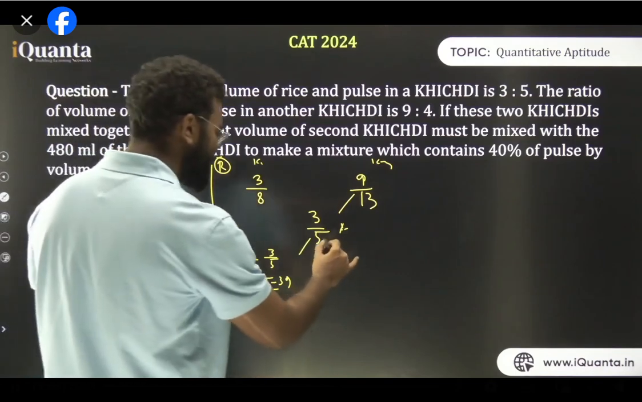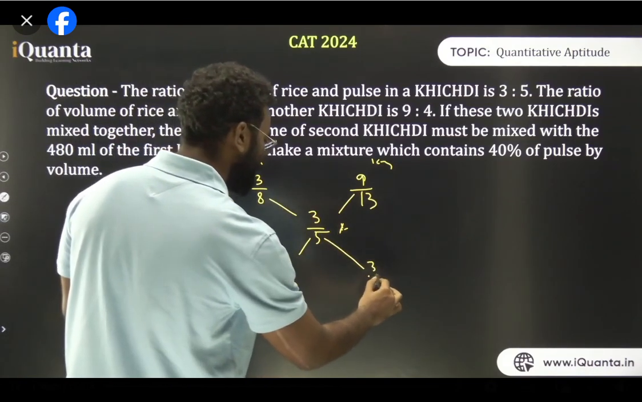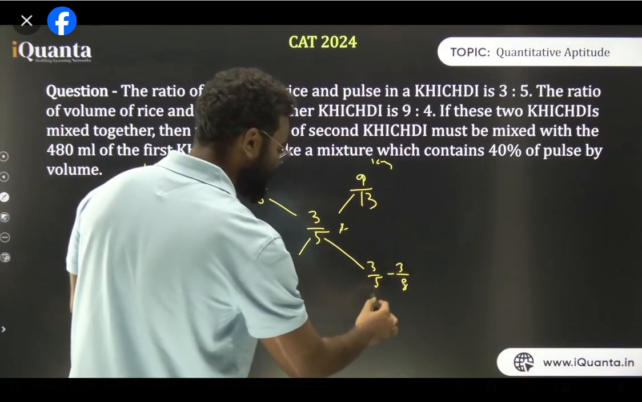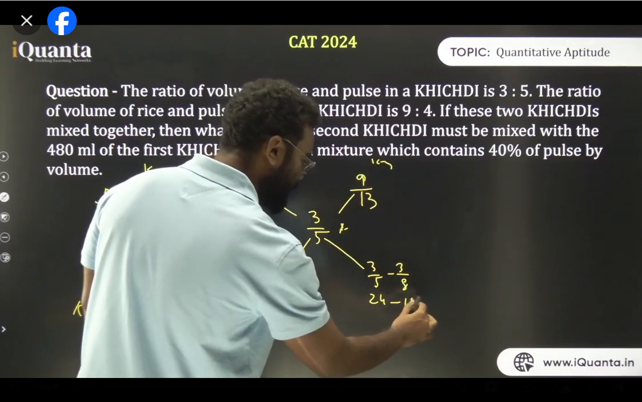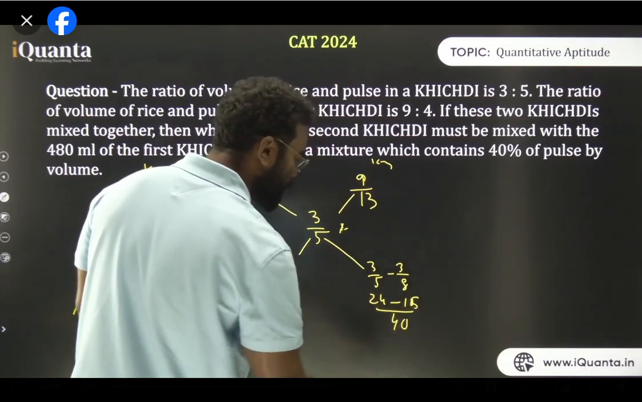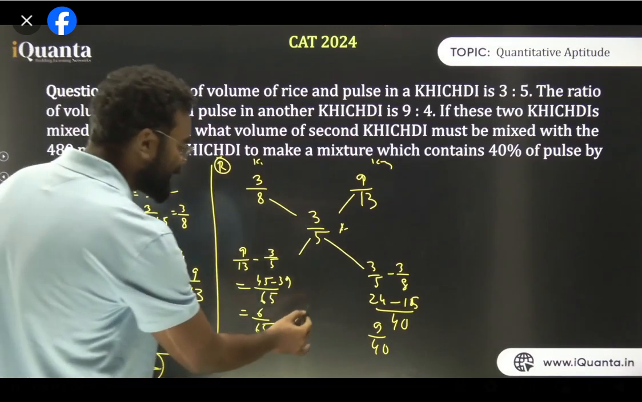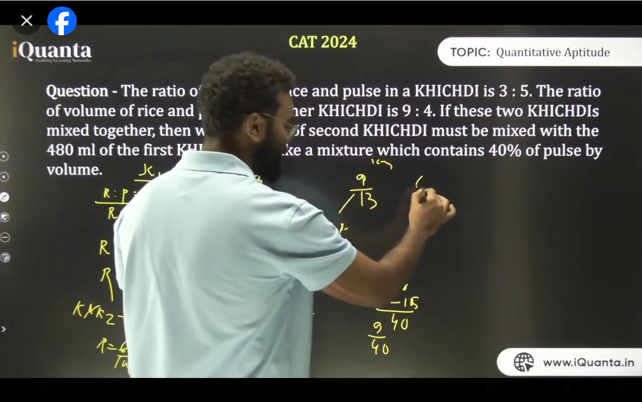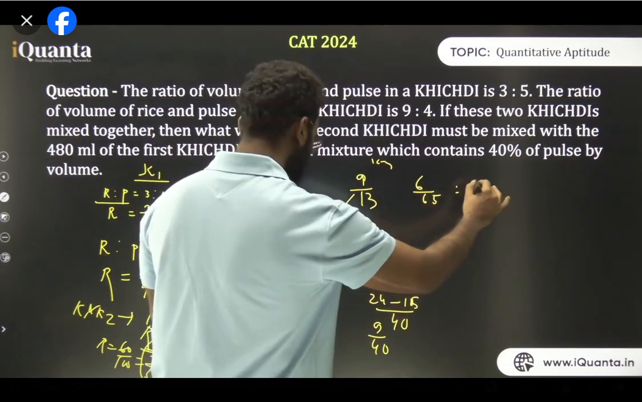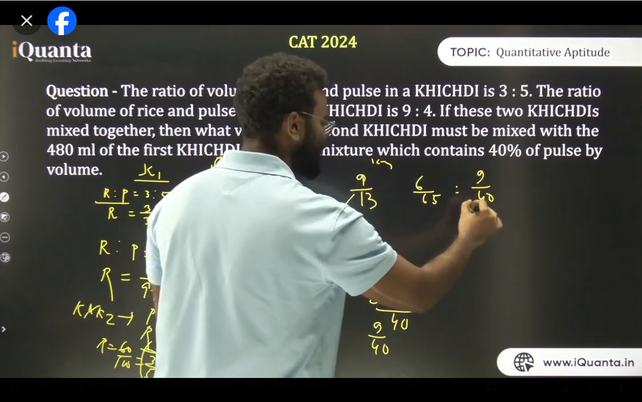And similarly, in this case, that is 3 upon 5 minus 3 upon 8, which is basically 24 minus 15 upon 40. So this is nothing but 9 upon 40. Again, assuming my calculations are correct. Now, if I find the ratio of these two quantities, that is 6 upon 65 is to 9 upon 40, what I need to do is first cross multiply.